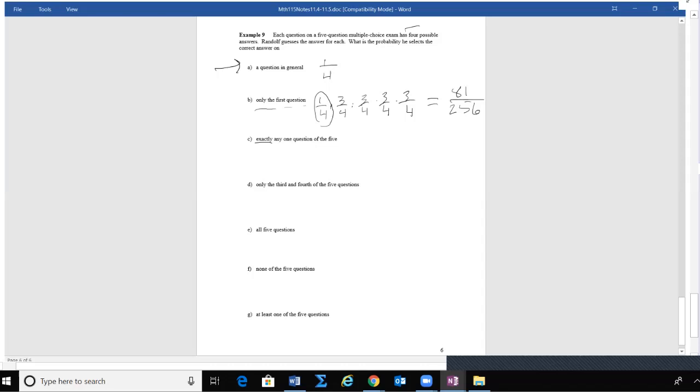So any one. So in other words, first question right, and the next 4 wrong, or first question wrong, the next question right, and the next 3 questions wrong, and so on. So we basically have 5 ways to do that. 5 times this 81 over 256. Those are 5 ways that can happen.